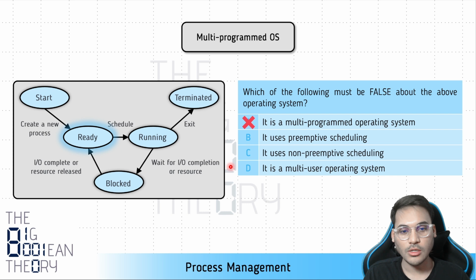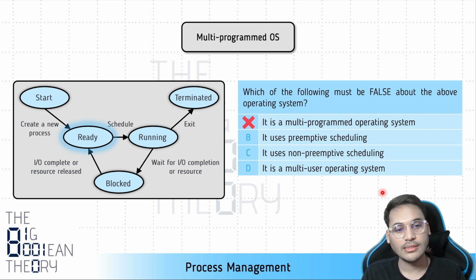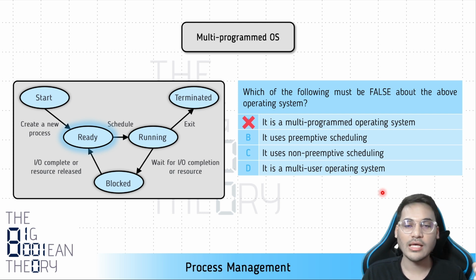So let us now discuss option D. Option B and C we will discuss together. So option D is saying that it is a multi-user operating system. So what is a multi-user operating system? It's fairly simple. Let's say there is a computer which is being used by multiple users. Then an operating system for such a computer would be a multi-user operating system, right? So for example, let's say there is a college, and in that college there is a lab which has a server which is being used by all the students in the department. That kind of a computer has multiple users, and the operating system for that server is an example of a multi-user operating system. So we have to now verify whether this statement is false or not.